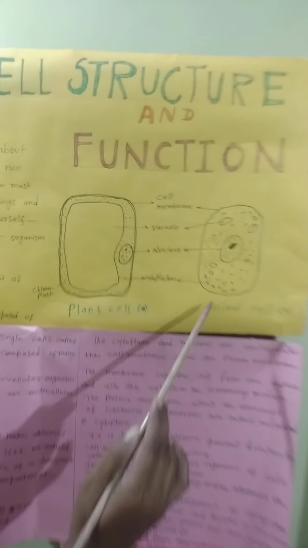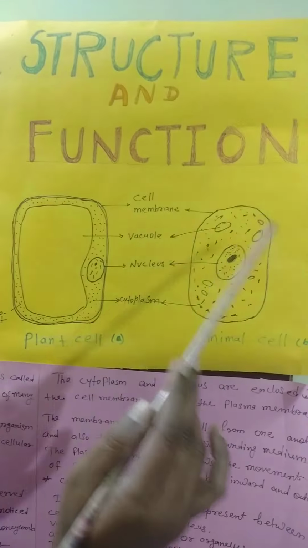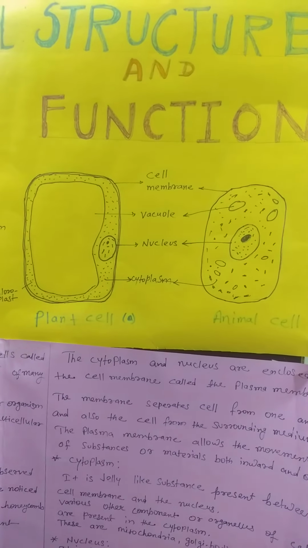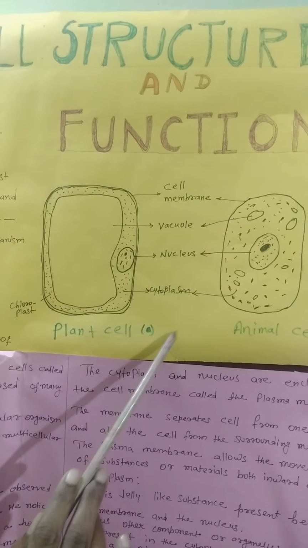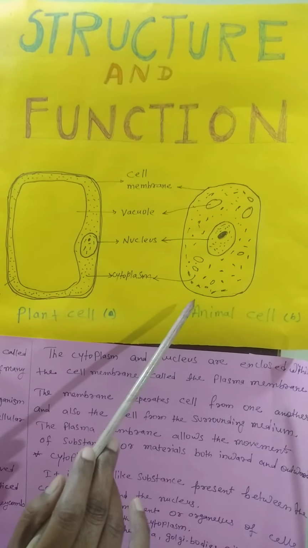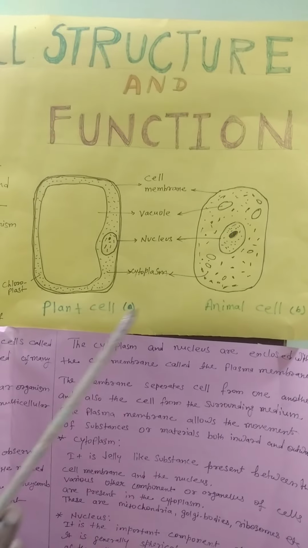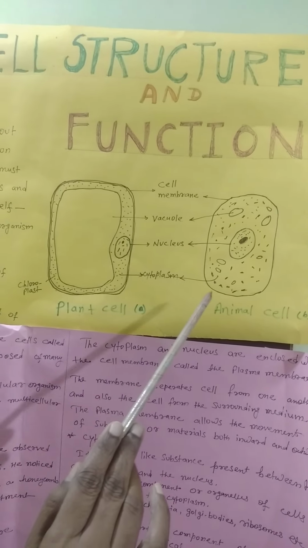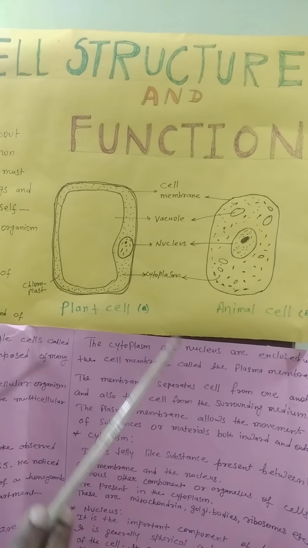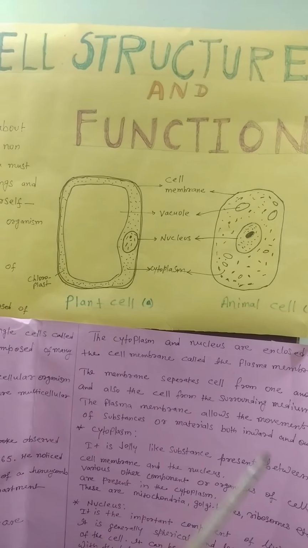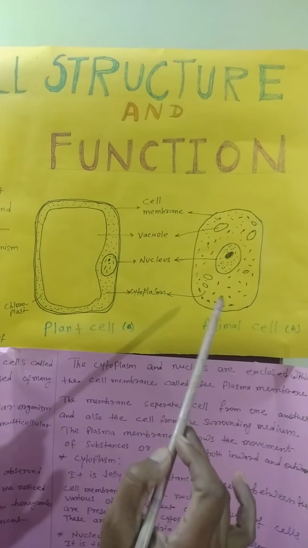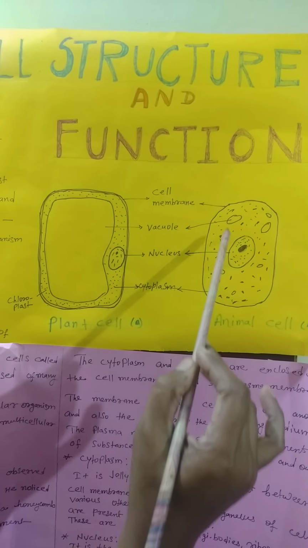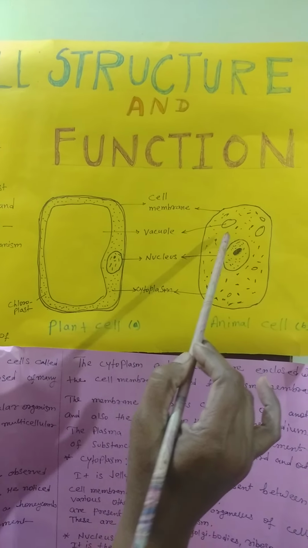I have already drawn a picture of an animal cell and a plant cell. Here I am going to describe the animal cell and plant cell. The basic components of cells are the cell membrane, cytoplasm and nucleus. The major three components are there. The cytoplasm and the nucleus are enclosed within the cell membrane, called the plasma membrane.